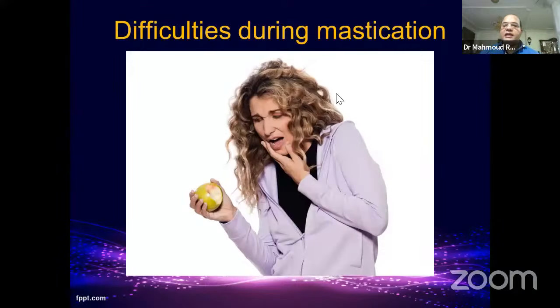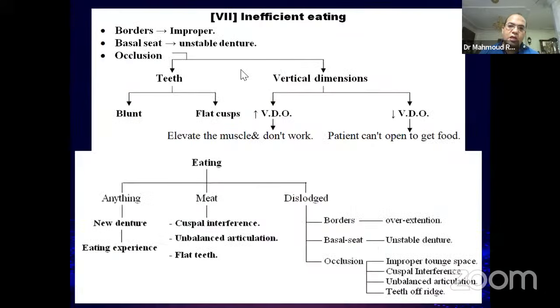Okay, difficulties during mastication are also divided: due to improper borders, due to an unstable denture from an improper basal seat, or from occlusion. The most common cause here is occlusion and problems in the setting of artificial teeth. The teeth here may be blunt or flat. As we know, non-anatomical teeth have poor chewing efficiency. We can use semi-anatomical teeth to gain the advantages of both anatomical and non-anatomical teeth.